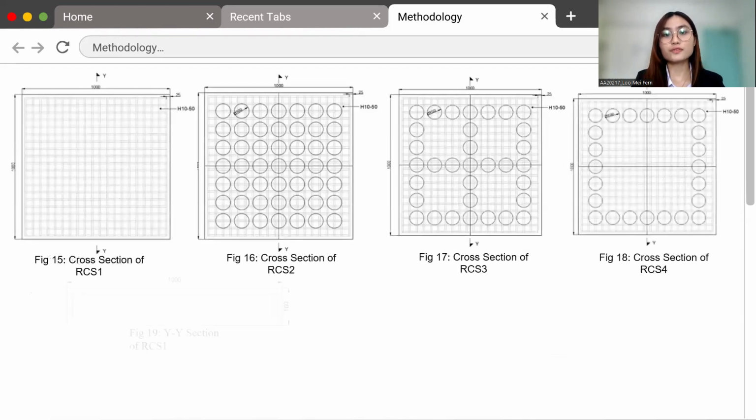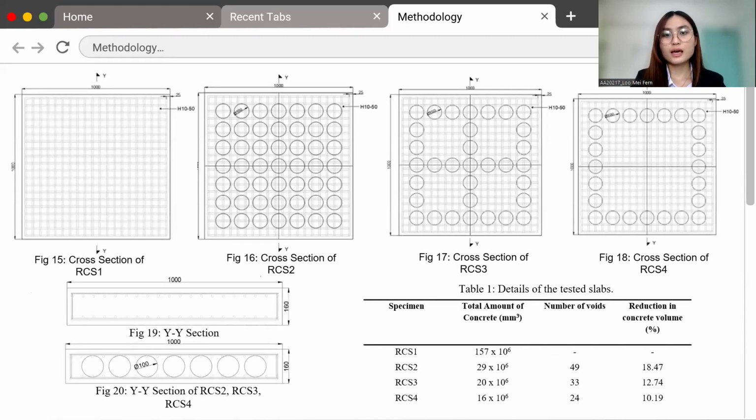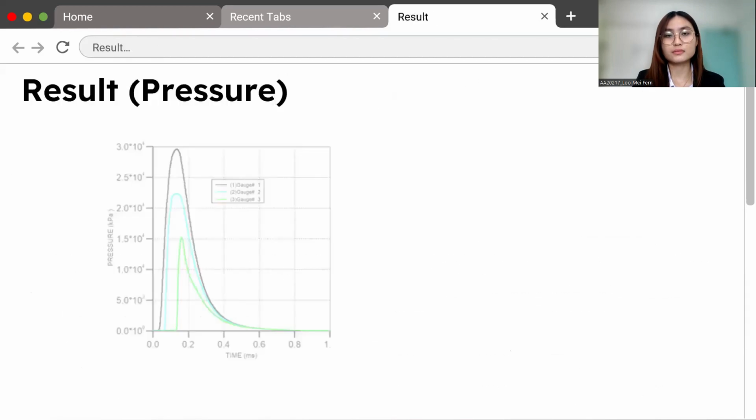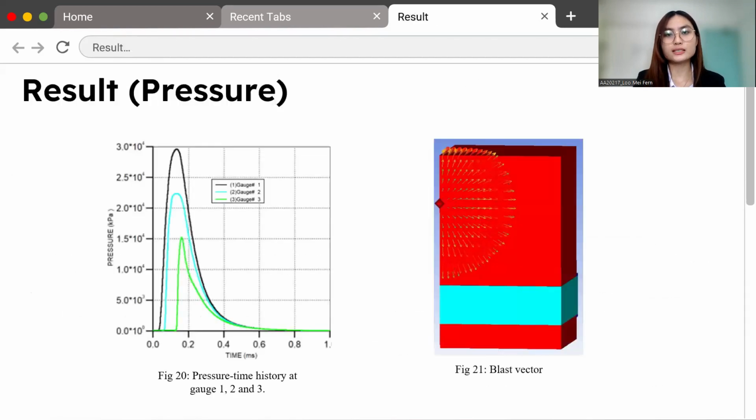These are the details of the tested slabs. They have RCS1, a solid slab, as the central specimen, and RCS2, 3, and 4, sphere-welded RC slabs with different support arrangements. Figure 20 shows the pressure time history at gauges 1, 2, and 3 under 2 kg TNT, while figure 21 shows the blast wave occurring in the air as it is about to hit the slab.